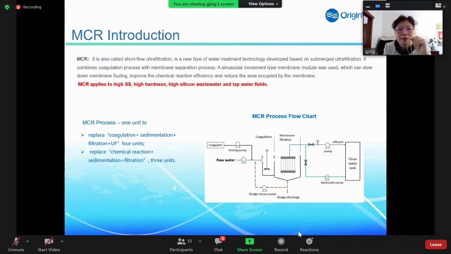actually in China, for some industry purposes, and also for some local water treatment. In this process, we do coagulation and membrane treatment in one tank, so we can save space footprint, and also we can save the cost for chemical dosage.